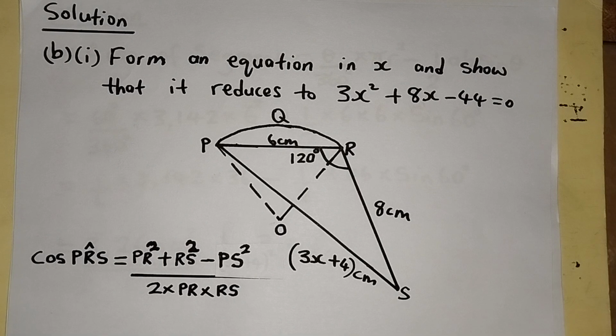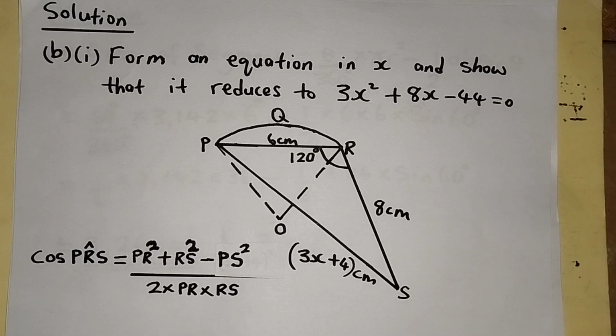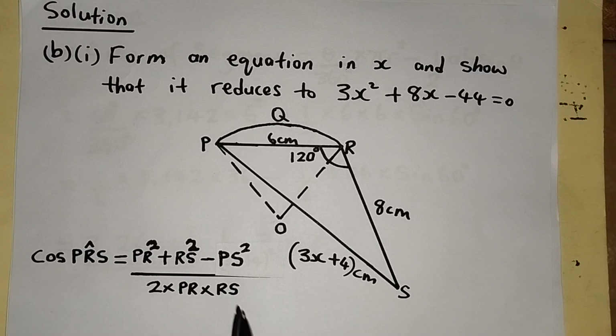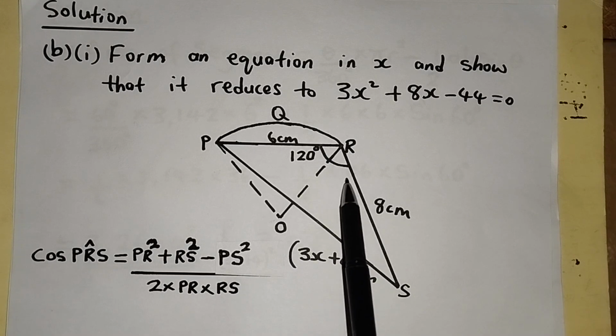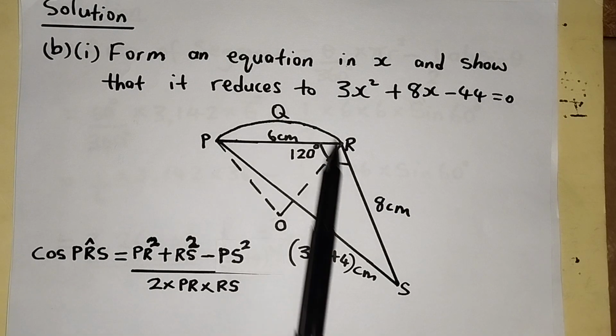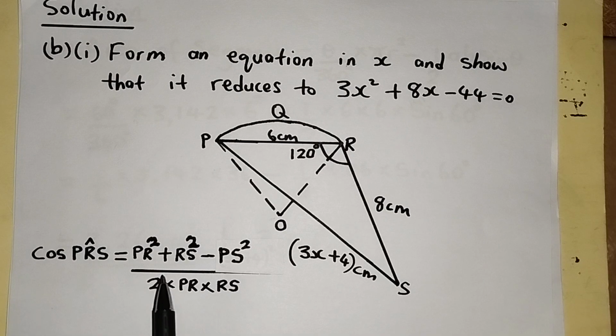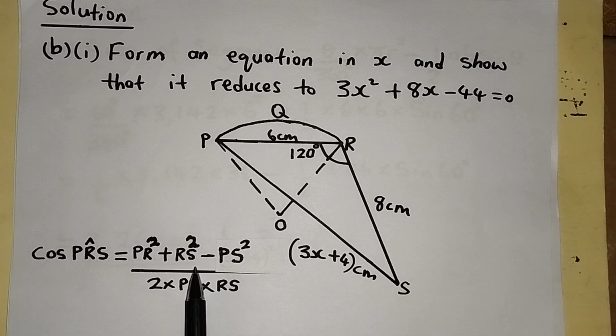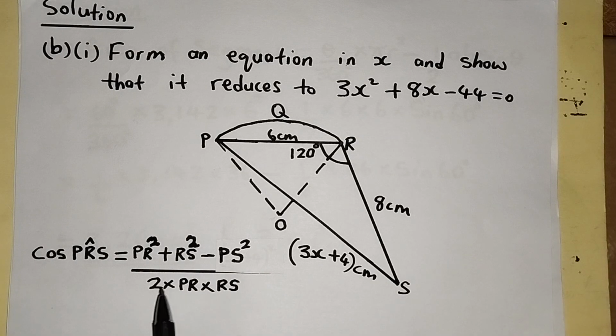I'm going to use the cosine rule. And I'm going to use the alternative version of the cosine rule, which we use mainly for finding an unknown angle. But here I have a given angle of 120 degrees. So I'm going to apply the cosine rule. Cos PRS equals PR squared plus RS squared minus PS squared, over 2 multiplied by PR multiplied by RS. So, how did I arrive at this formula?